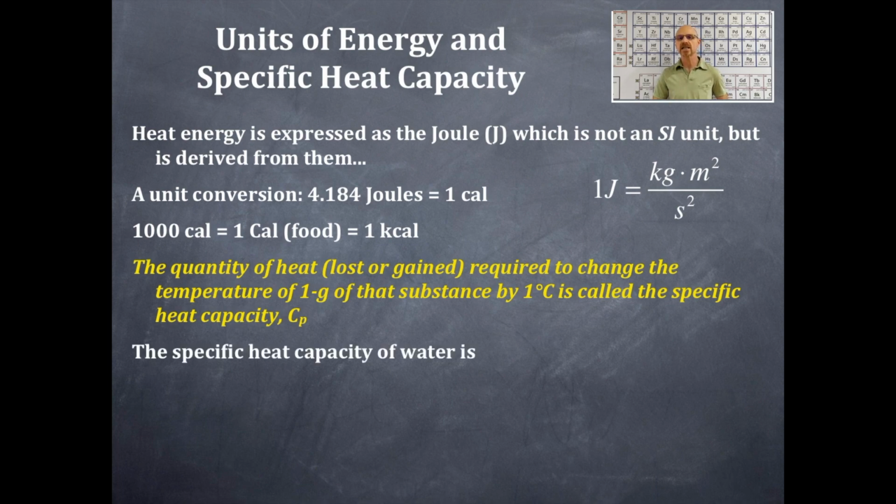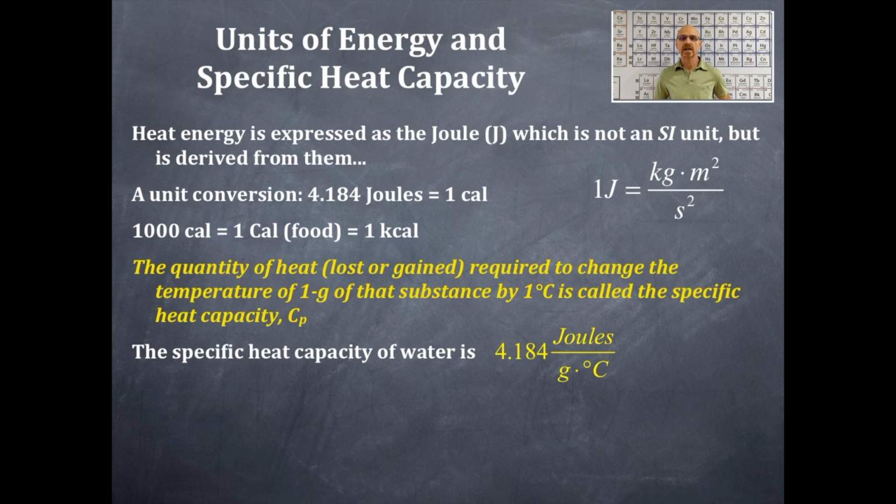The specific heat capacity for water, which is the most important specific heat capacity for us as a reference for everything else, is the following: 4.184 joules per gram degree Celsius. That means it requires 4.184 joules for every 1 gram of water per every degree Celsius to either increase or decrease.